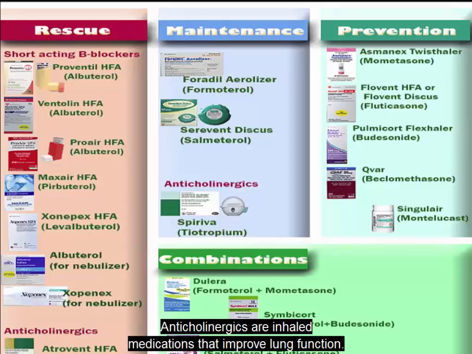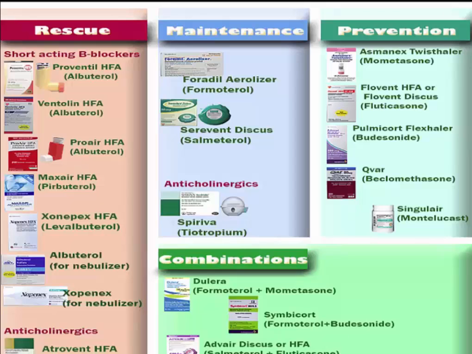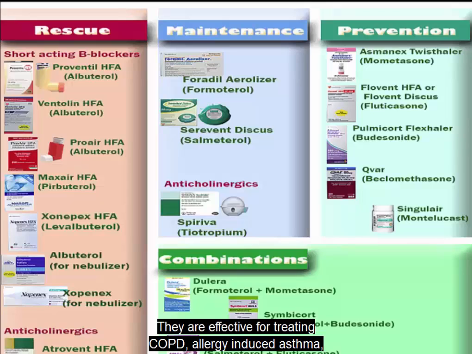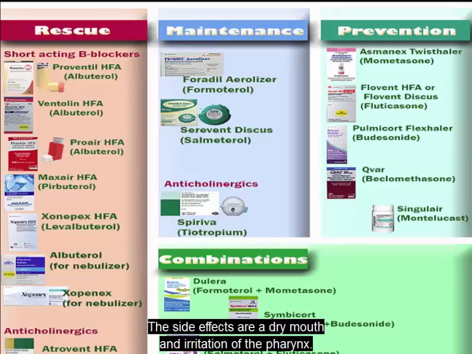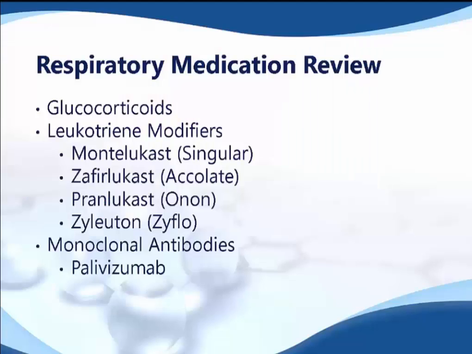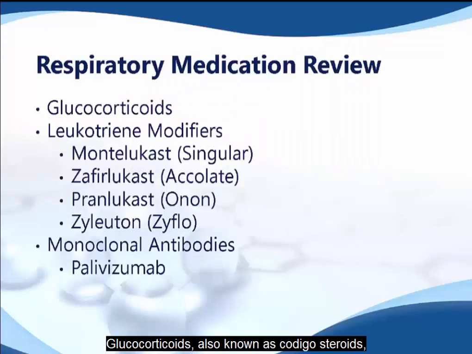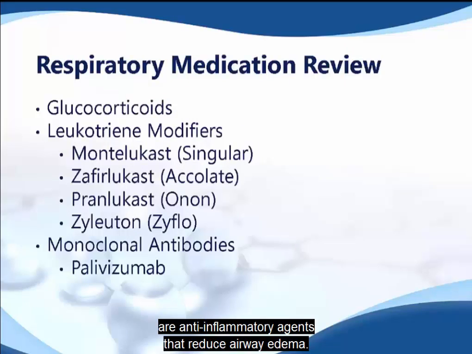Anticholinergics are inhaled medications that improve lung function. They are effective for treating COPD, allergy-induced asthma, and exercise-induced bronchospasms. The side effects are dry mouth and irritation of the pharynx. Glucocorticoids, also known as corticosteroids, are anti-inflammatory agents that reduce airway edema.